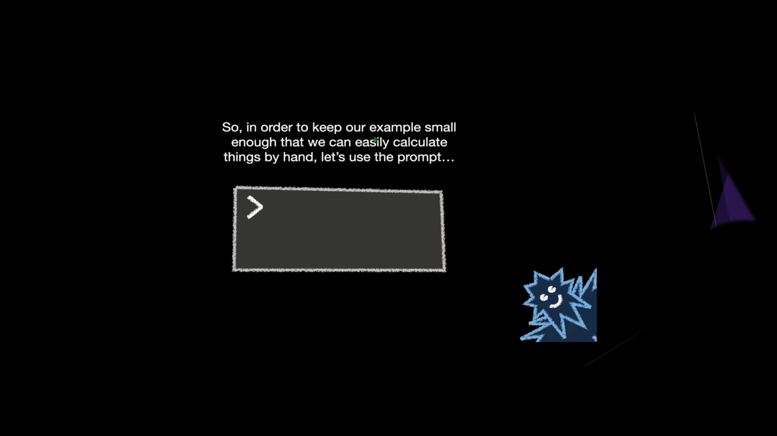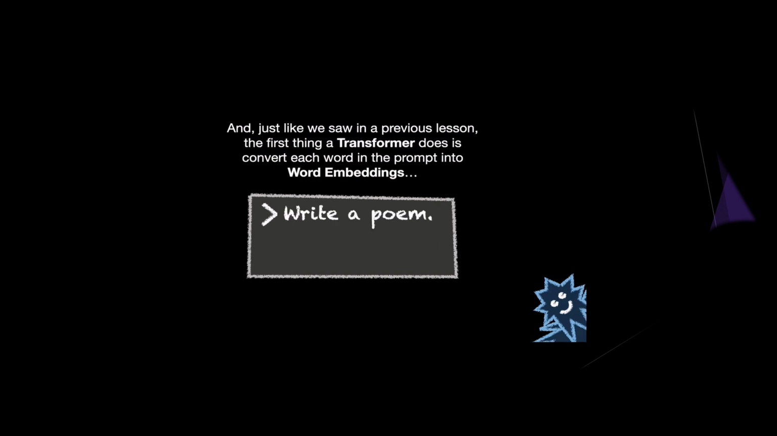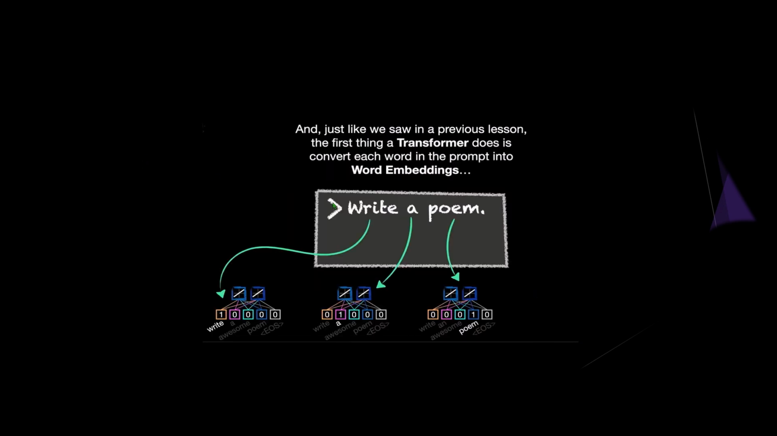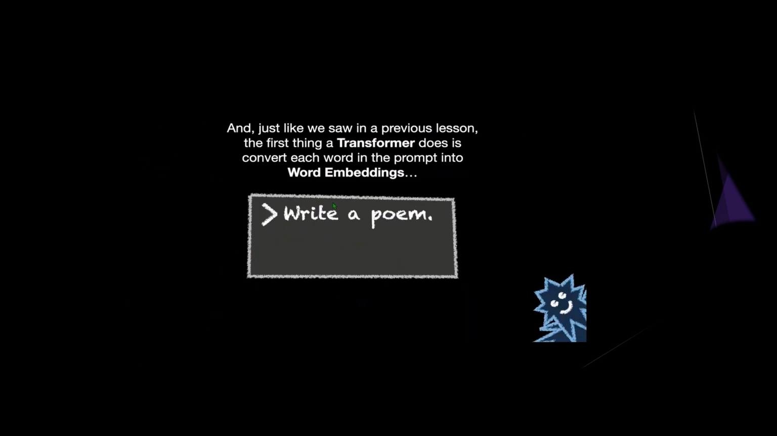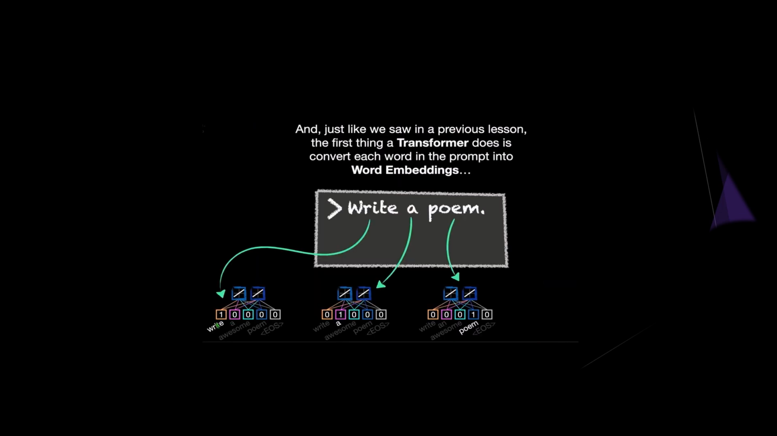Let's look at a real-life example to understand how the query, key, and value are calculated in a transformer model. Suppose our input phrase is "write a poem." The first step for the transformer is to convert each word into numerical form using word embedding. This process transforms words into numbers that a neural network can understand.